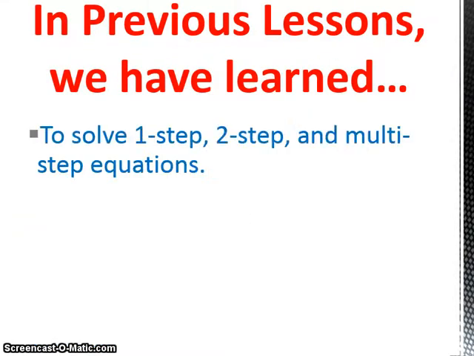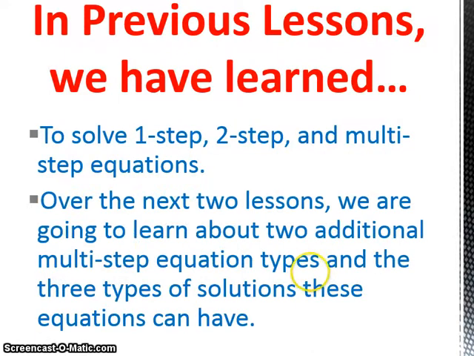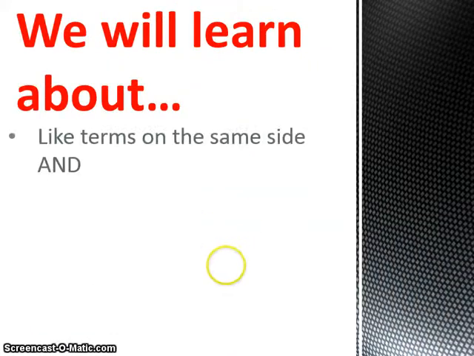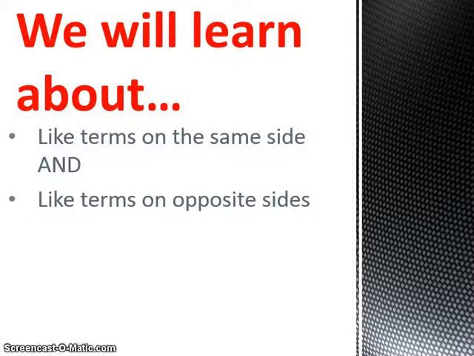In previous lessons, we have learned to solve one-step, two-step, and multi-step equations. Over the next 2 lessons, we are going to learn about 2 additional multi-step equation types and the 3 types of solutions these equations can have. We will learn about like terms on the same side and like terms on opposite sides.